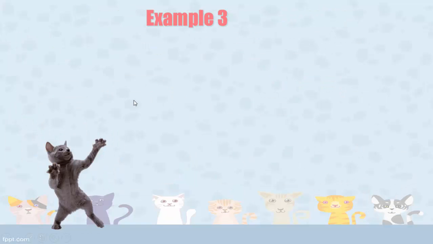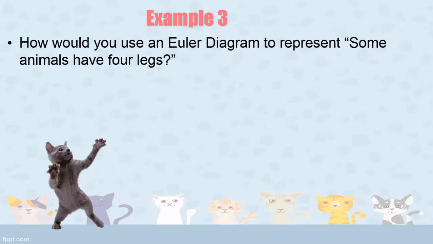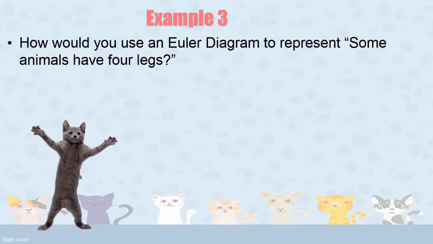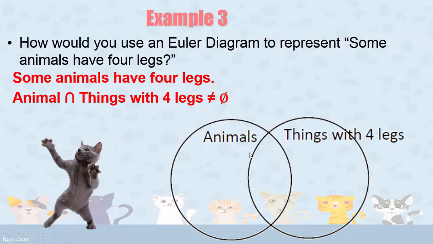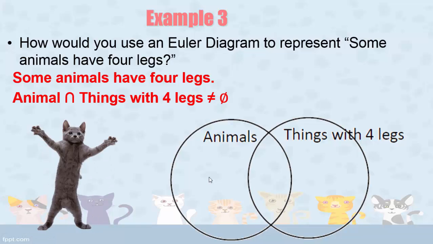In example number 3, how would you use Euler diagrams to represent some animals have 4 legs? Well, some animals have 2 legs like us. So let's look for some animals that have 4 legs. As you can see, this kitty cat has 4 legs, but the way he or she is dancing, you begin to wonder. But animals intersect things with 4 legs, and of course there are animals that have 4 legs, so we can represent it as things with 4 legs, animals, and then of course there are animals with no legs like snakes, which are animals. And then there are things with 4 legs like tables that are not animals. So animals with 4 legs would be cats, dogs, and other animals with 4 legs.